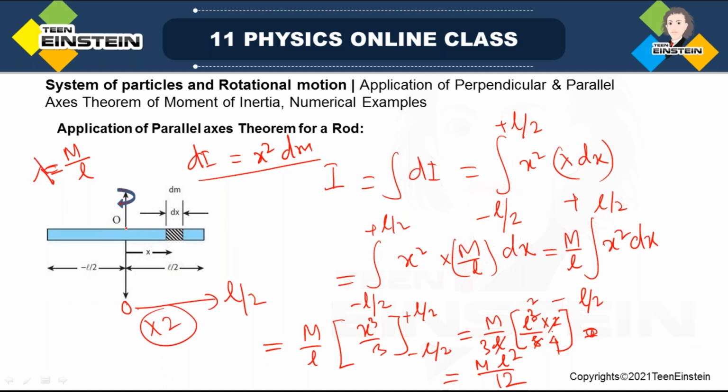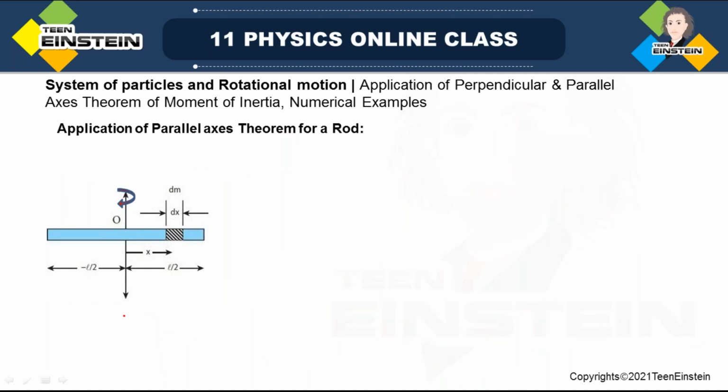This is the moment of inertia about an axis which is passing through the center of mass of this rod, and that axis is perpendicular to the plane of this rod. I'll just remove everything. I'll write the result I have got. So about this you will get moment of inertia like this, m L square by 12.